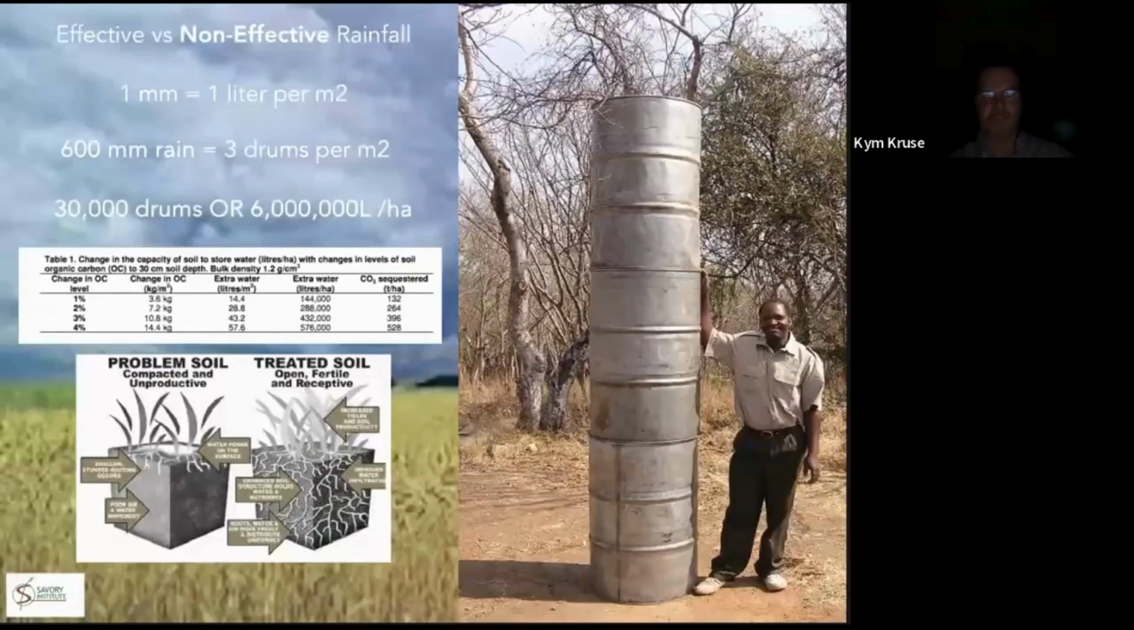I've got a couple of minutes left. I've only got 3 or 4 more slides. This is what I was referring to before in the difference of effective and non-effective rainfall. So if you think of 1 mil as 1 litre on 1 square metre, in a 600 mil rainfall area, that's 3 44-gallon drums per square metre, or 30,000 drums per hectare, or 6 million litres per hectare. So quite often it's not that we're not getting enough rain, it's just that the rain that we're getting, we can't make effective because of the condition of the landscape that is unable to accept the water.